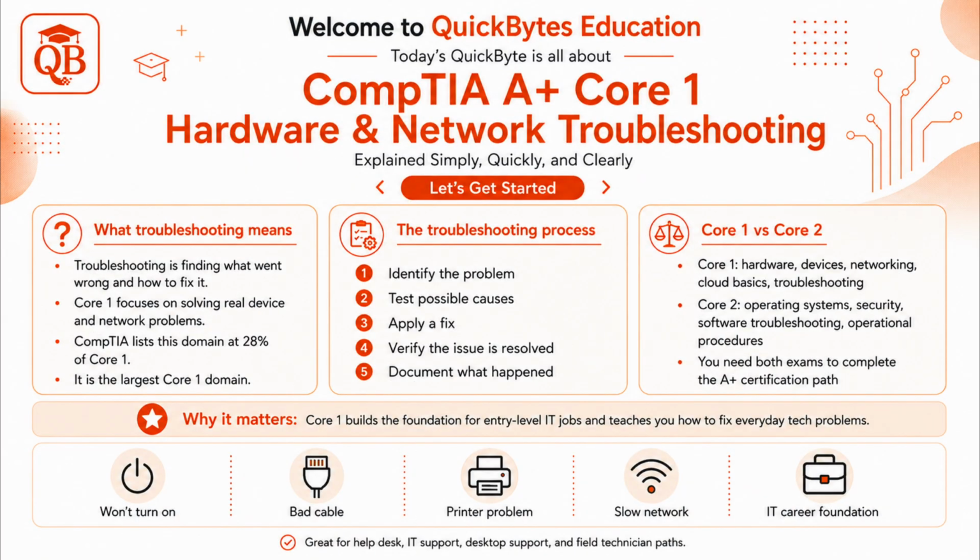Finally, Core 1 covers hardware and network troubleshooting. This is where everything comes together. Troubleshooting is the process of figuring out what went wrong and how to fix it. CompTIA's overview lists hardware and network troubleshooting at 28%, which makes it the largest Core 1 domain. That tells you something important. Core 1 is not just about knowing facts. It is about solving real problems.